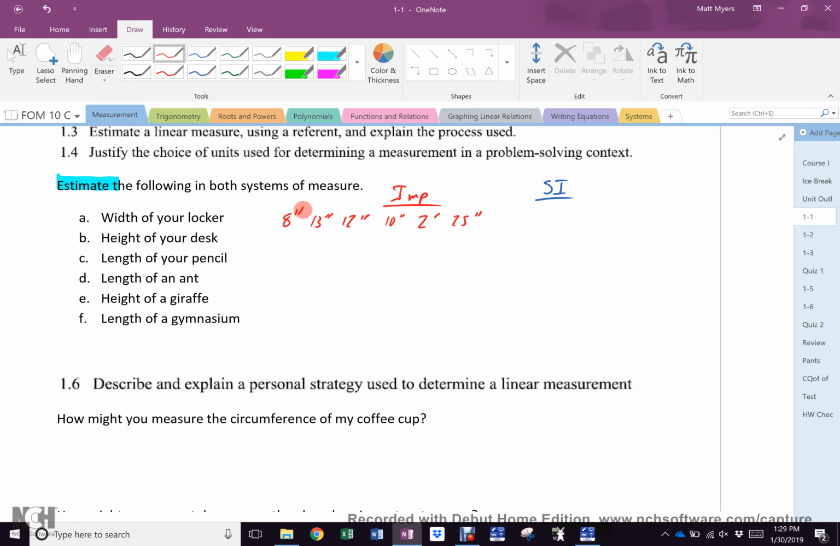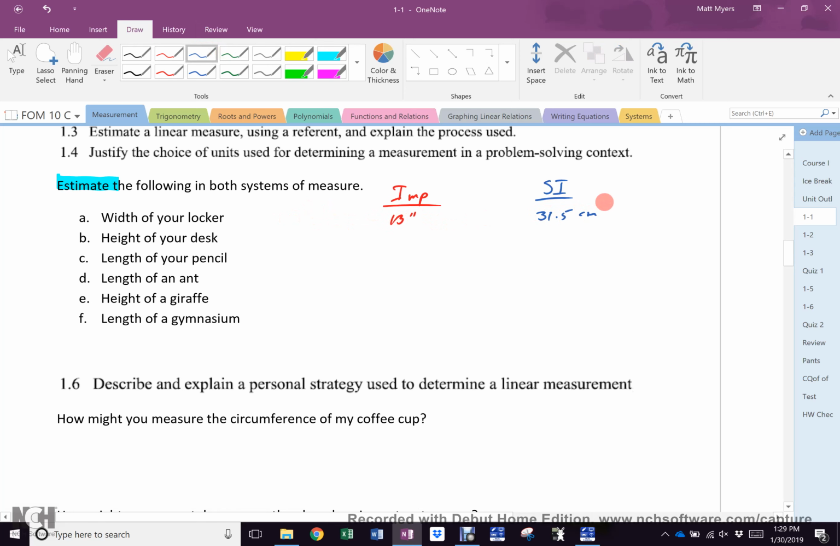So when we do calculations with these things, if your calculator spews out an idiotic answer, you know that it's an idiotic answer. The width of a locker is actually 13 and a half inches. The door. So whoever said 13 is right on the money. Nice job, Jenna. Now, in SI, it is 31.5 centimeters.